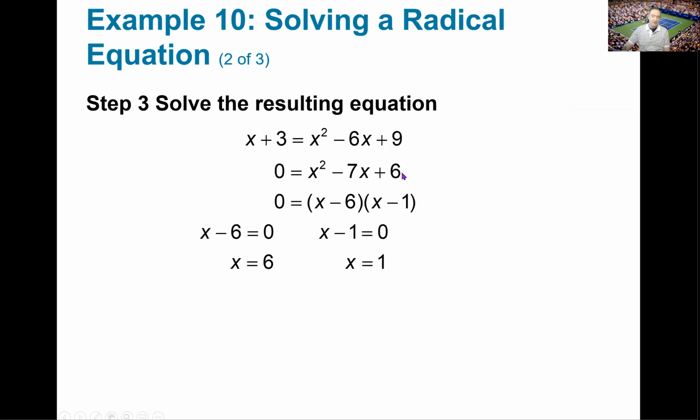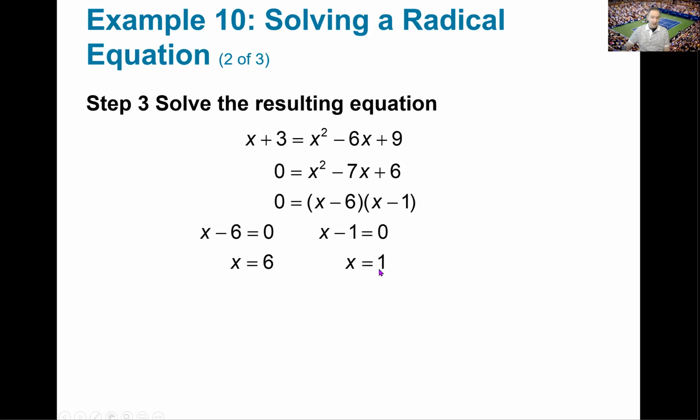Can I find factors of positive 6 that sum to get to negative 7? Yeah. Negative 6 times negative 1 is positive 6. Negative 6 plus negative 1 is negative 7. So I get x minus 6 times x minus 1 is equal to 0. I use the zero product property now, and I set each of these factors equal to 0. Well, if x minus 6 is equal to 0, I'll get x equals 6. If x minus 1 is equal to 0, then x is equal to positive 1.